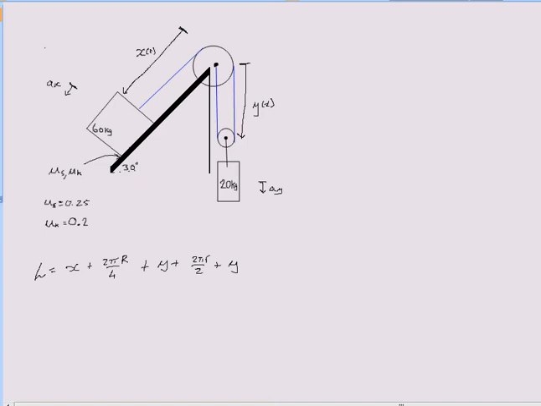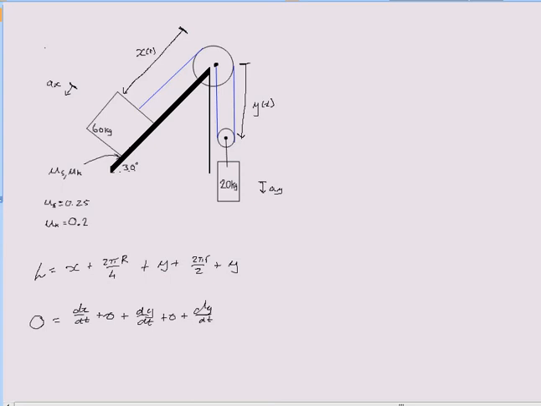So if we were interested in differentiating the left-hand side and the right-hand side with respect to time, that means that 0, because L is a constant, is going to be equal to dx/dt plus 0, because this is a constant, the radius of the pulley remains constant, plus dy/dt plus 0 plus dy/dt. Right? When you differentiate a constant, they just turn to 0. And because the length of the total cable is going to be constant, that means dL/dt is going to be equal to 0 too.